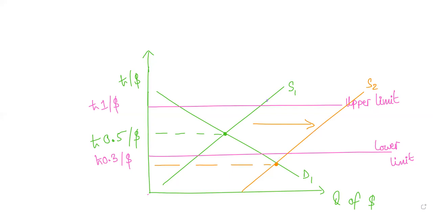You'll start demanding dollars. When you start demanding dollars, which means you sell pounds and you buy dollars in exchange, then your demand for dollars will increase again, and it will shift from D1 to D2. When that happens, your exchange rate value comes back between the ranges that you had set.